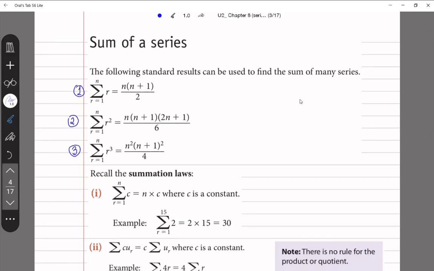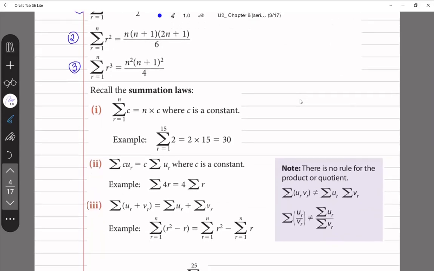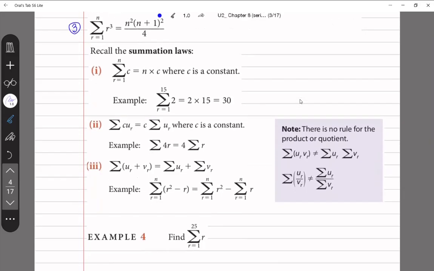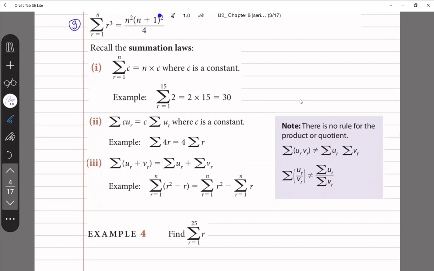All right, summation. So recall the summation laws. The first one: sigma from r equals 1 to r equals n of c is equal to n times c, where c is a constant. In other words, if you see sigma from r equals 1 to r equals n of a constant, what it's saying to you is that you must multiply the constant n times.